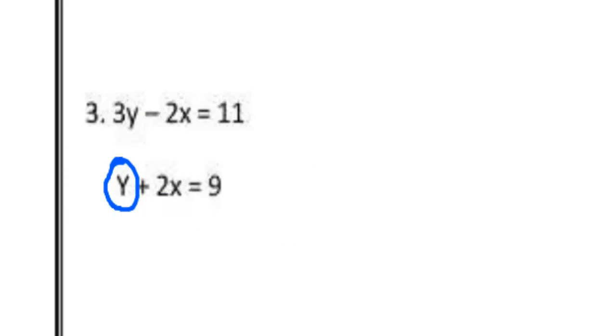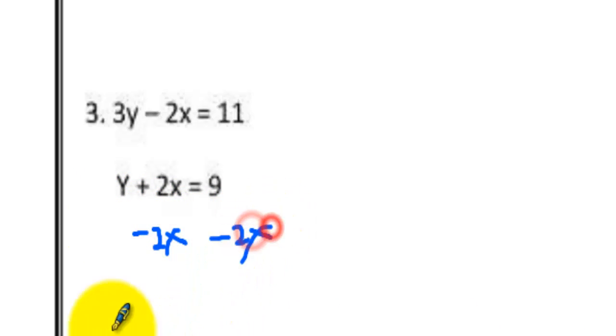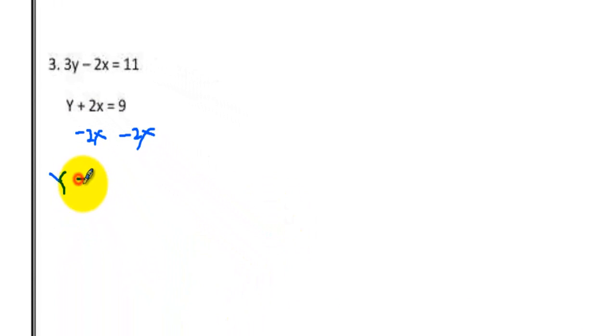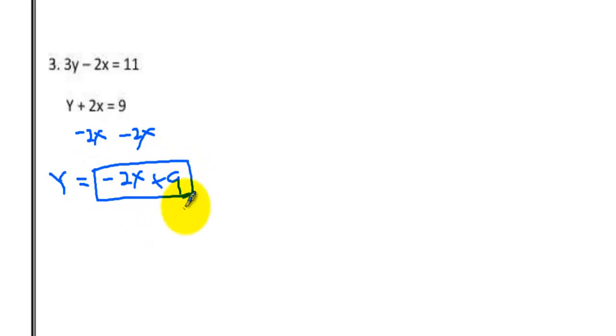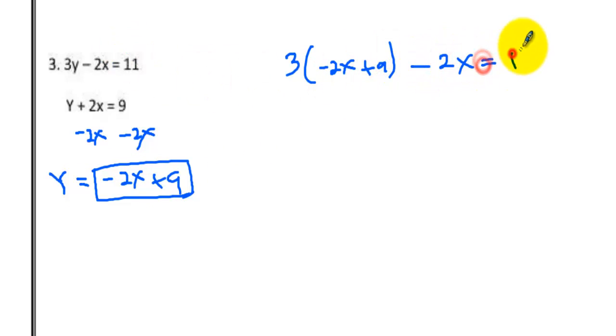Alright, look at this. y has no coefficient, so I will solve my y here. So, to solve for y, I'll just subtract 2x from both sides, and we will have y equals -2x plus 9. Okay, so once I have the value of my y, I can now replace the y variable in the other equation, meaning our first equation. So I will have 3 times y, which is negative 2x plus 9. So 3 times (-2x + 9) minus 2x equals 11.